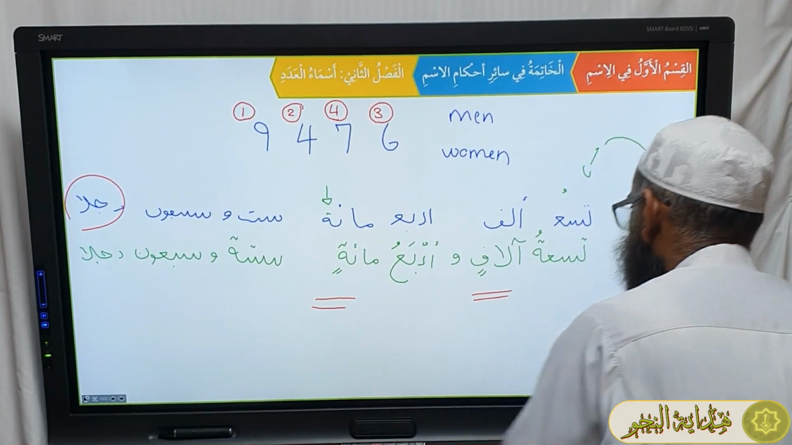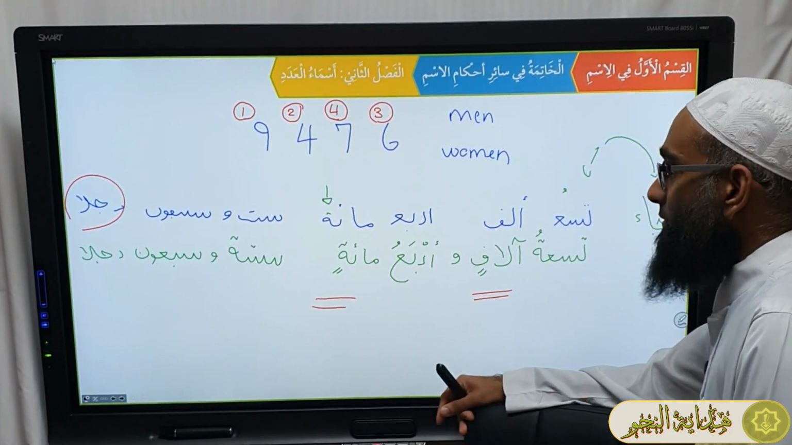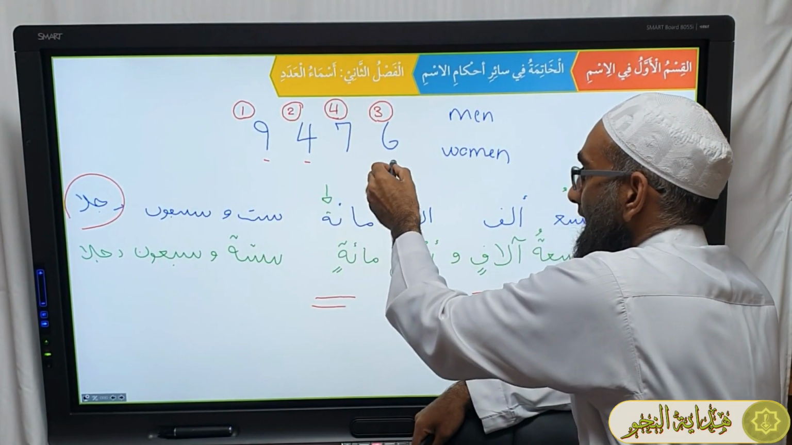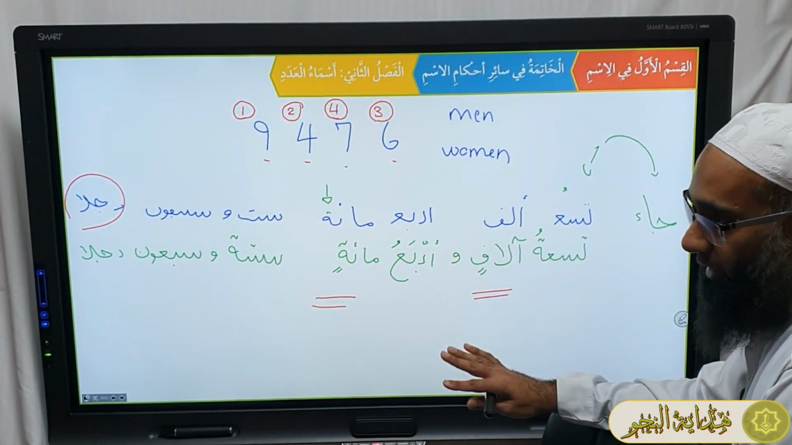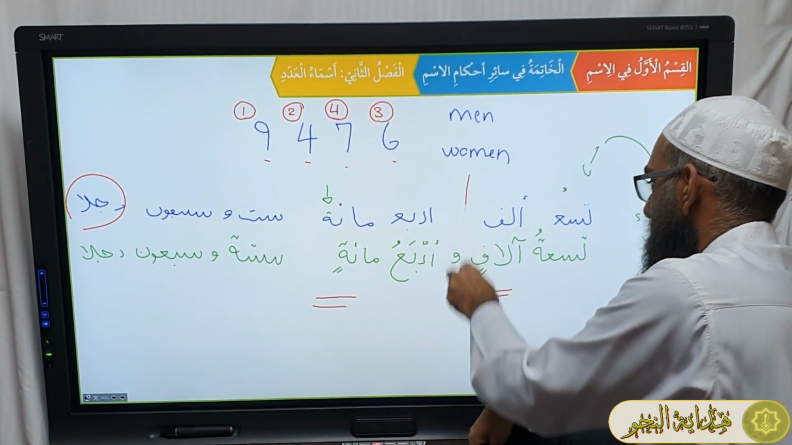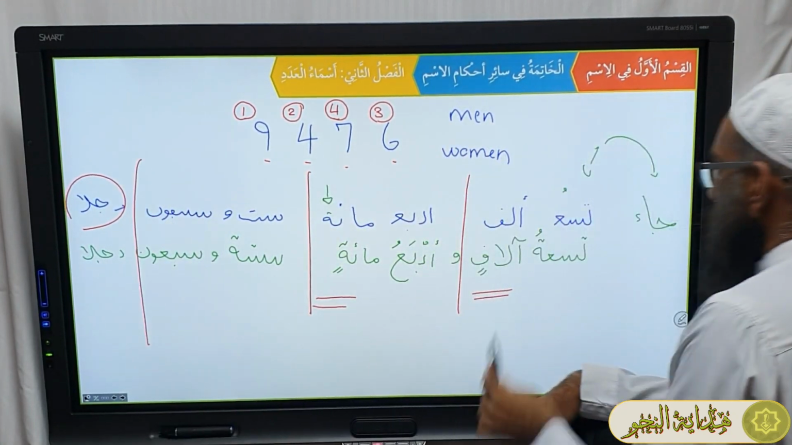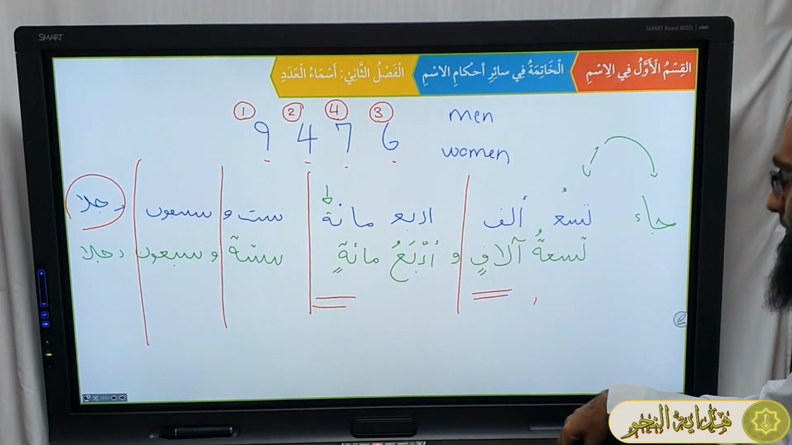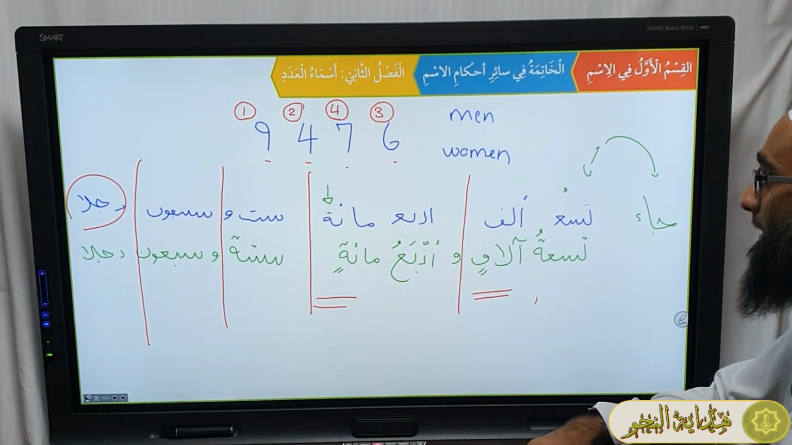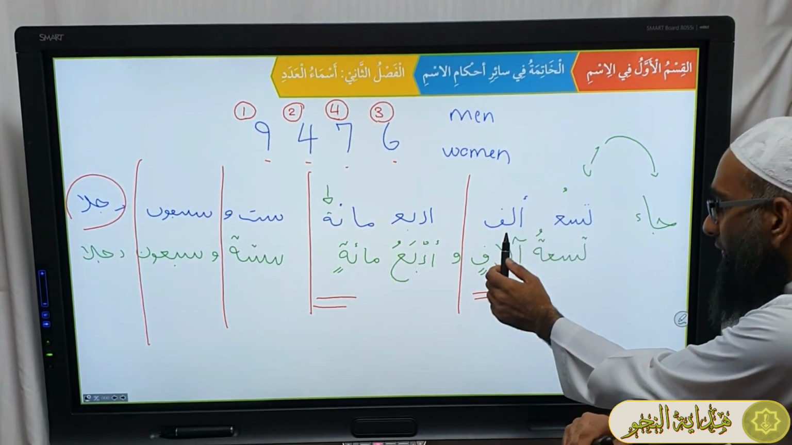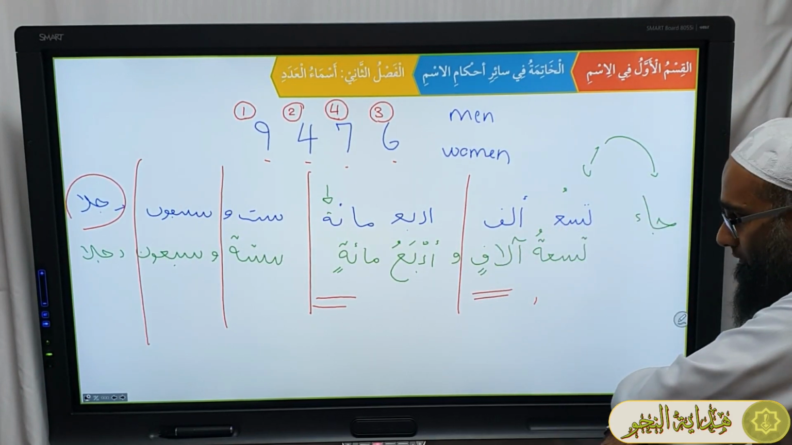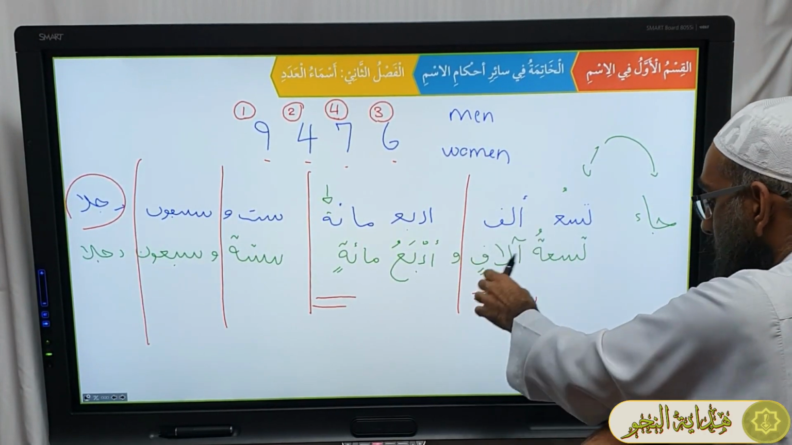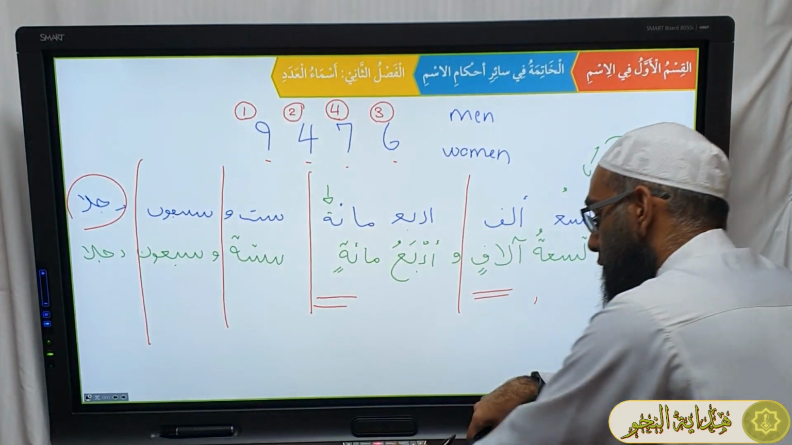Let's analyze this again. So the first thing is, when we have a large number, you have to remember the order. The thousands come first, then the hundreds, then the ahad, then the asharat. Everybody understand that much? That's why we have this structure here. The alaf, the mi'at, then the ahad, then the asharat. Correct? But what's happened in this example here is that the alf is governed by 9. So now you have to have mudaf ilayh. Tis'atu alaf.